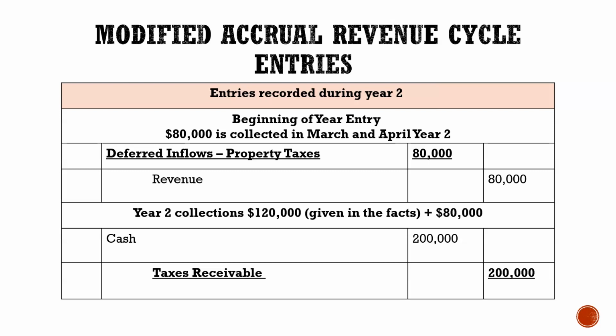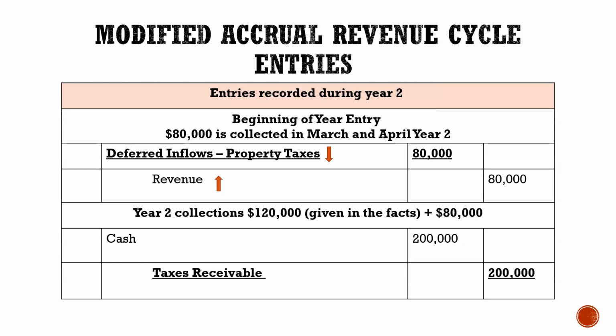So what are we going to do? We're going to decrease that deferred inflow of property taxes by $80,000. So we're decreasing that unearned revenue, kind of unearned revenue-esque account. We're going to increase our revenue back up to 80,000. And then we are going to increase our cash by 200,000, right?